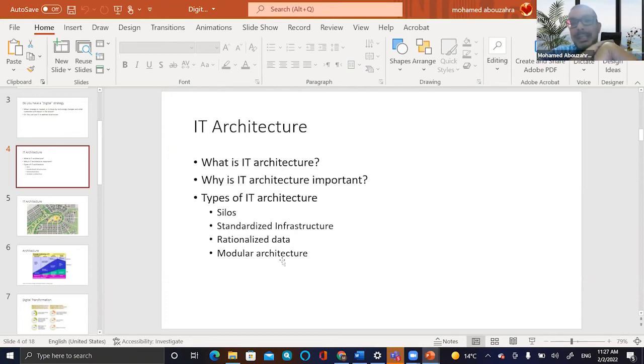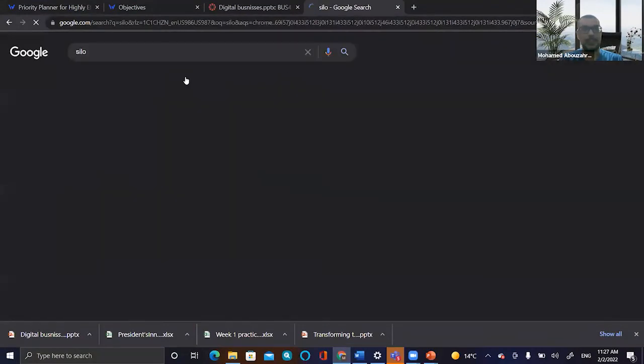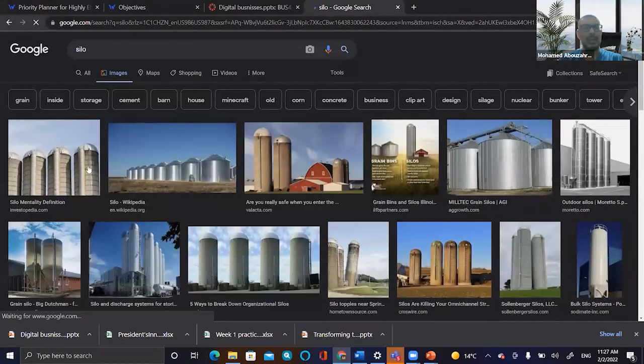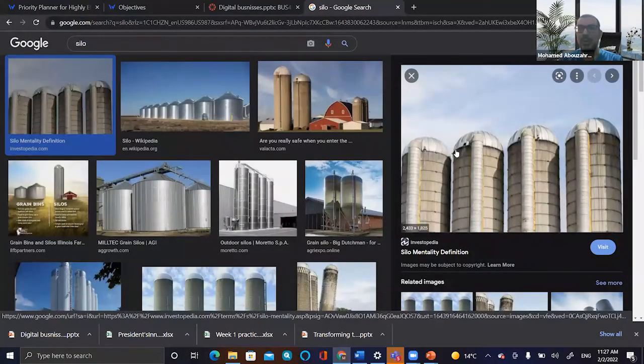However, this wasn't always the case. When IT started in the 1970s or so, there was no integration between the systems. We used an architecture called silos. If you know what silos are, let me show you. Silos are storage units for grains and for products that are not connected together. So this is a silo, another silo. There is no connection between them, right? This was the original architecture used in IT.